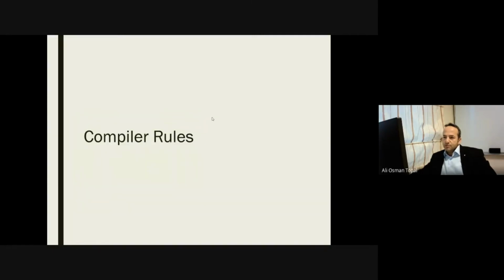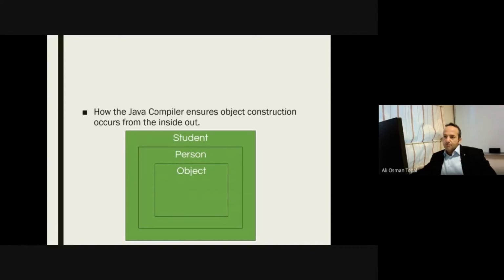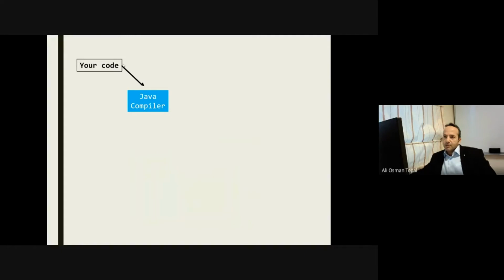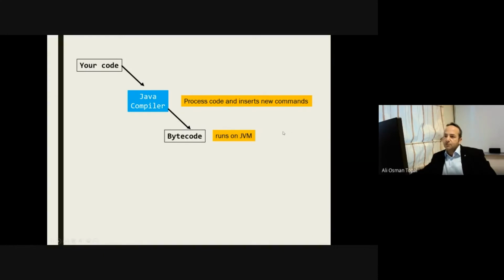Compiler rules. How Java compiler ensures object construction occurs from the inside out. This is our code. The Java compiler processes code and inserts new commands. It is doing that implicitly. Then it goes to bytecode, runs on the Java virtual machine. So you just write your code simply, but after that many things happen. Java doesn't trust you at all. It is implicitly putting many extra codes into your code, completing it. After that, it converts to bytecode, then runs on the Java virtual machine.